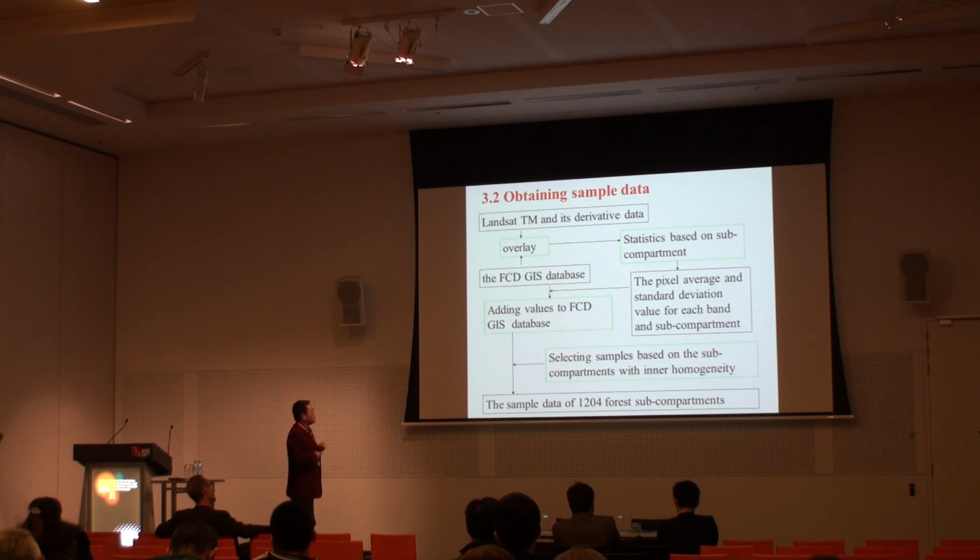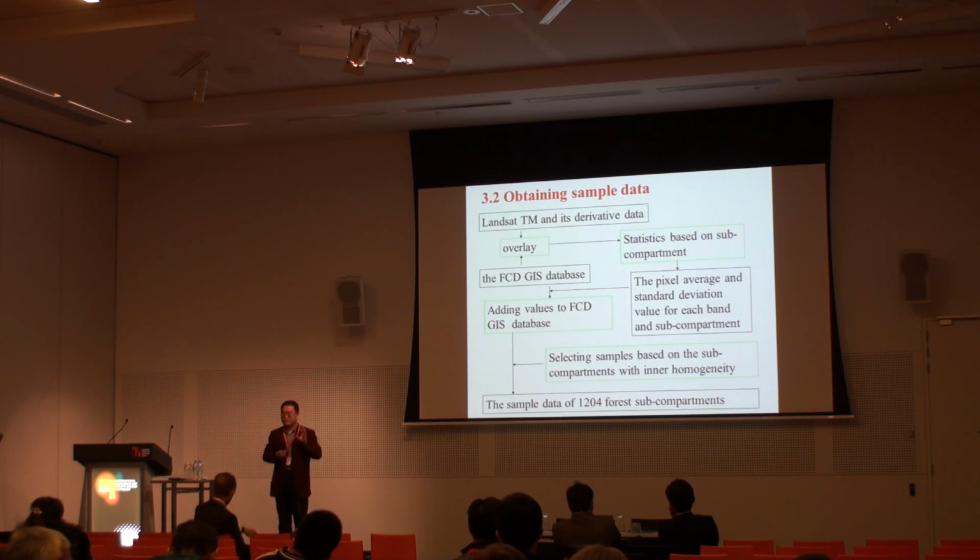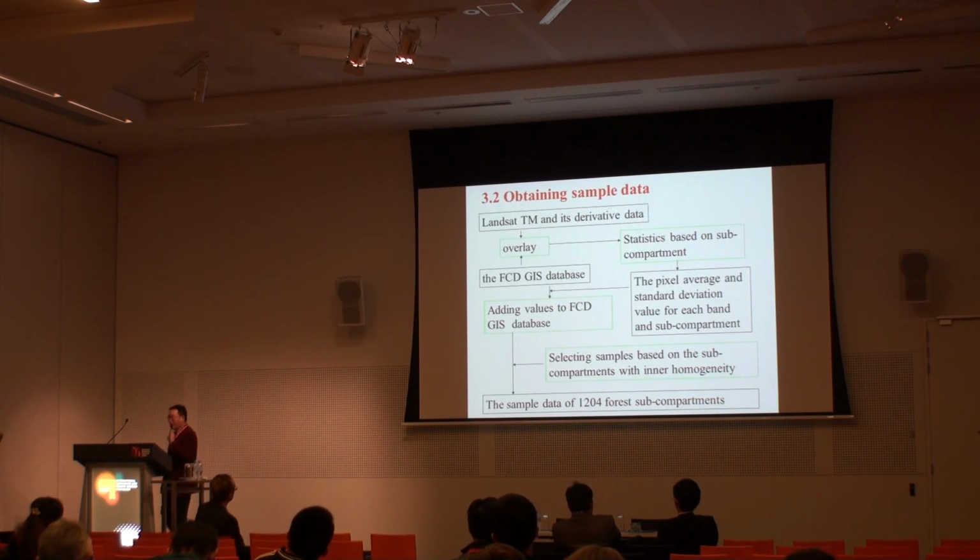And then selecting samples based on the subcompartments, here with inner homogeneity. And now we got sample data about 1,204 forest subcompartment samples. This data was used to discover some knowledge.